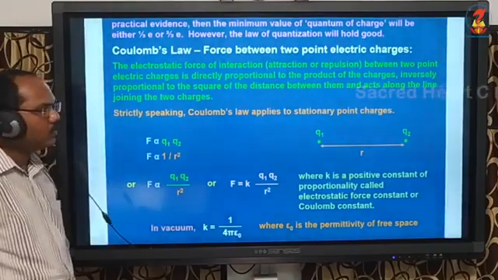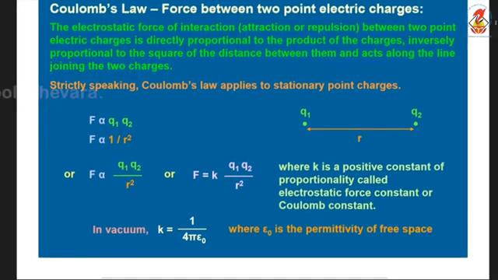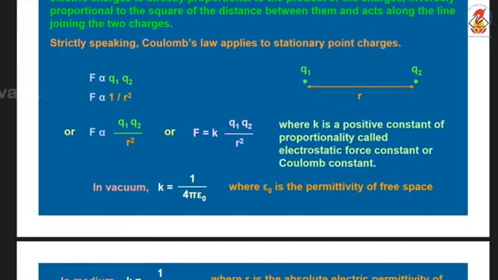So combining those 2 equations, you will get F proportional to q1 q2 by r square, or to remove the proportionality sign you can add one constant k. So F is equal to k q1 q2 by r square, where k is the positive proportionality constant, which is called electrostatic force constant or Coulomb's constant.